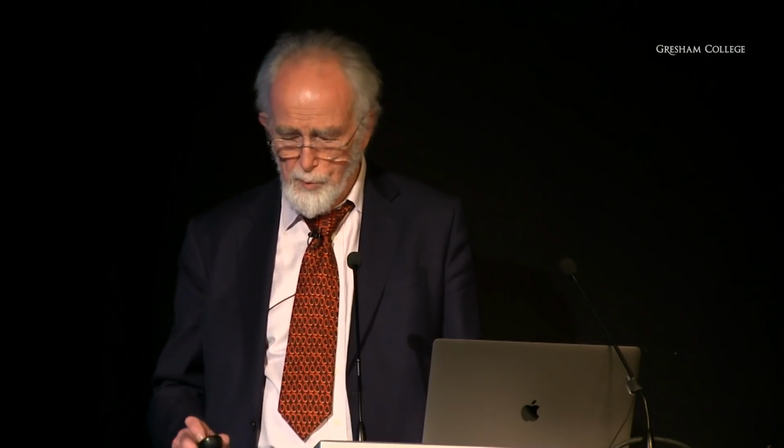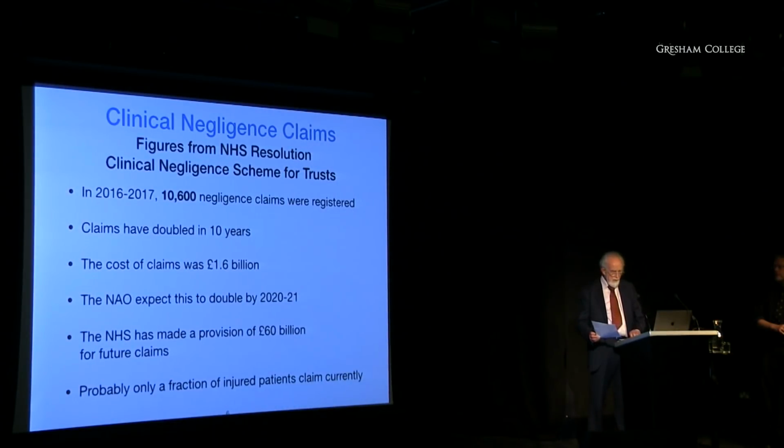And there are lots of reasons why those numbers could easily be underreported. People don't, in general, like to admit errors, for example. So there are a whole range of reasons why those numbers can easily be underreported. If you look at the numbers from the point of view of the negligence claims, then there are this number, 10,600 negligence claims. They've doubled in the last 10 years.